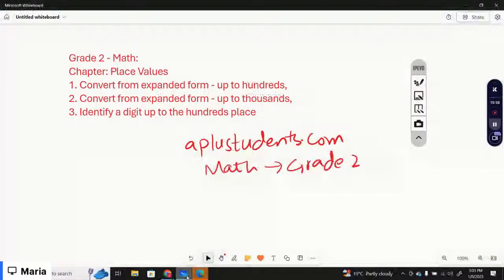So we're going to start with the chapter place values. The lessons we're going to cover today are convert from expanded form up to hundreds, convert from expanded form up to thousands, and identify a digit up to the hundreds places. So please make sure you have your notebook and pencil so that you can note down the important examples and definitions as well.